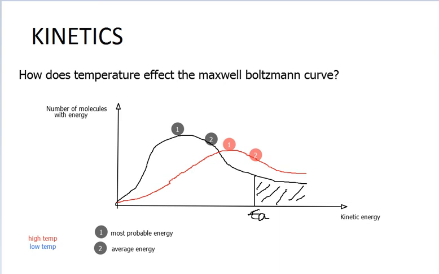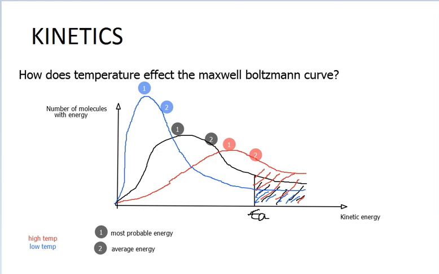So now we can see why increasing the temperature increases the rate of reaction. This is because the area under the graph with an energy greater than the activation energy has increased. This means that more collisions will end up as successful collisions. So therefore, lowering the temperature has the same logic. It shifts the curve to the left, the most probable energy and average energy decrease, and the area under the graph with energy greater than the activation energy has decreased, so less successful collisions.